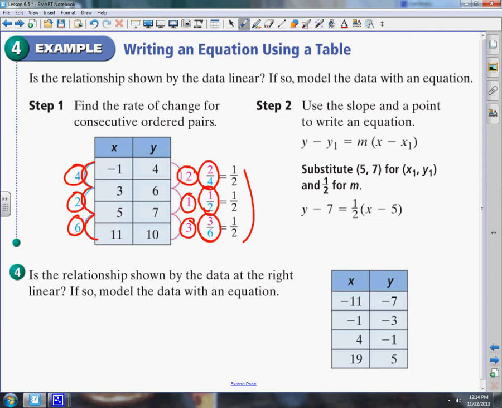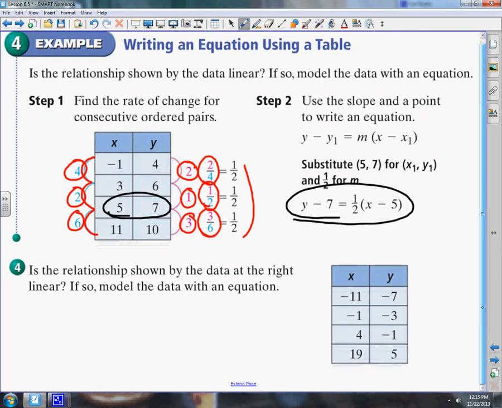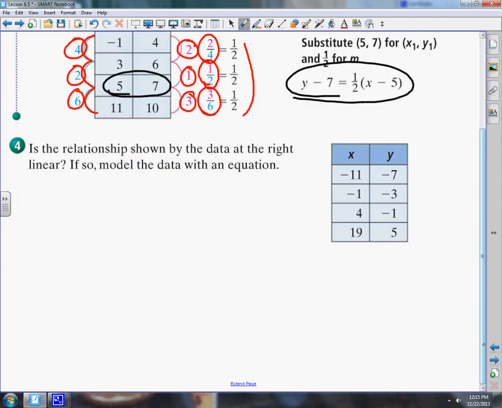So then you pick a point and you substitute. They picked (5, 7), and they put it into point-slope form. So they did y minus 7 equals 1/2 times the quantity of x minus 5. So then that was the equation. So try this. Is the relationship shown by the data at the right linear? If so, model the data with an equation.